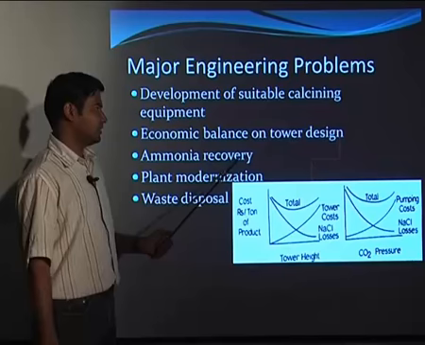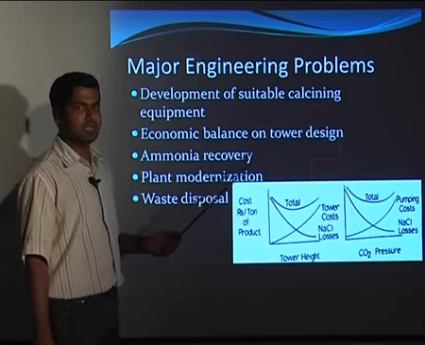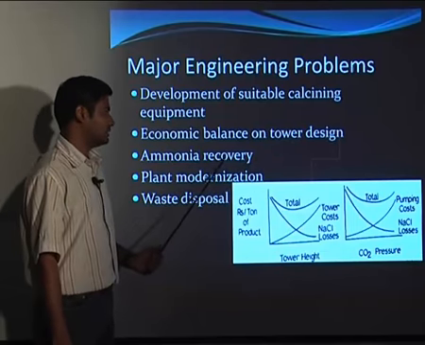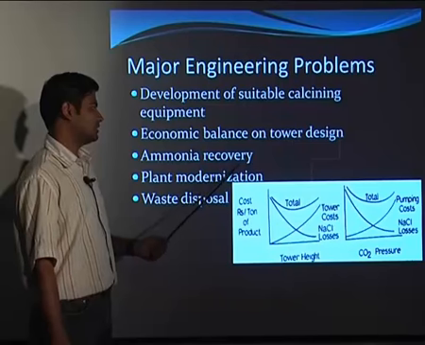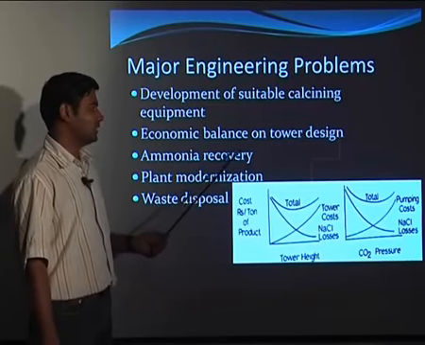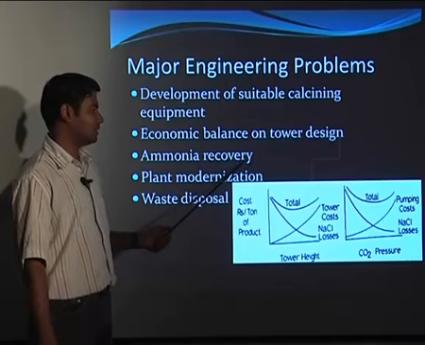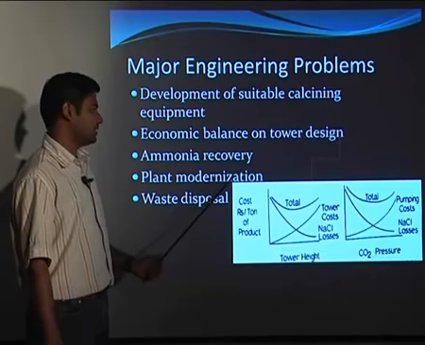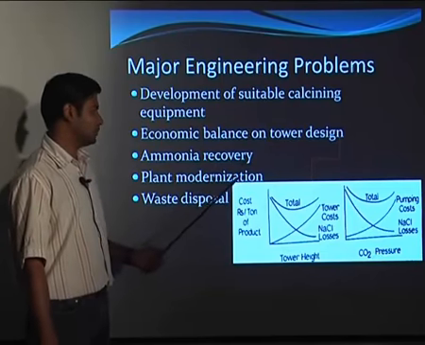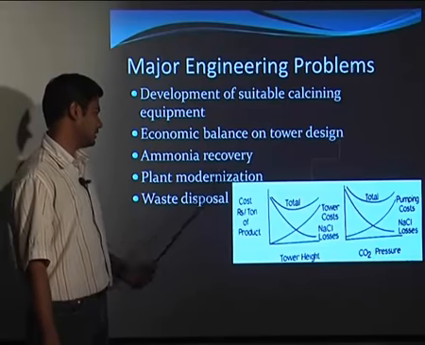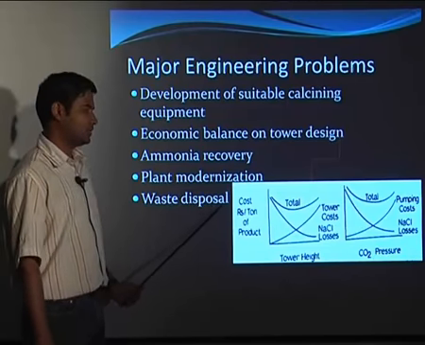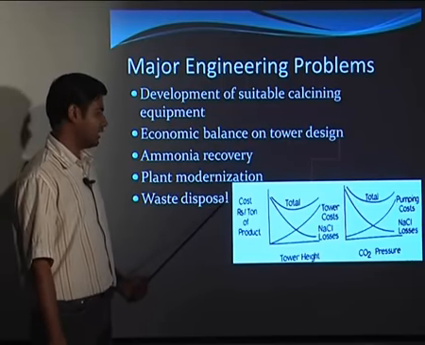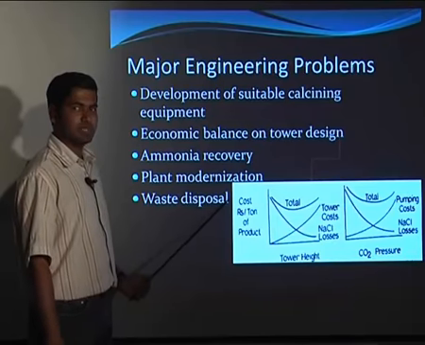Then the ammonia recovery. The major part of this is ammonia recovery, because ammonia is more expensive than the soda ash. So it's better to have ammonia recovery equipment which can recover ammonia in a large quantity, and that we can use again and again, recirculating in the tower to get the product. Then plant modernization is needed in order to have more products in a more purified form. And we have seen CaCl2 and the other products as waste disposal. So we have to find either their end uses, or we can directly send them for disposal in a proper way.